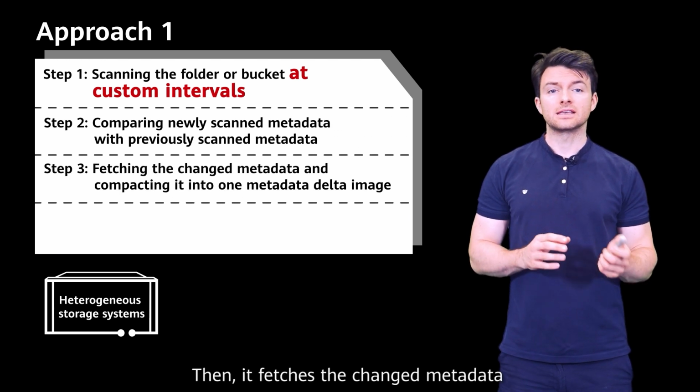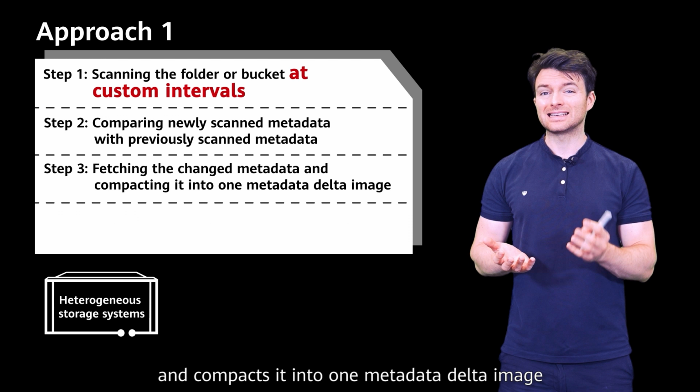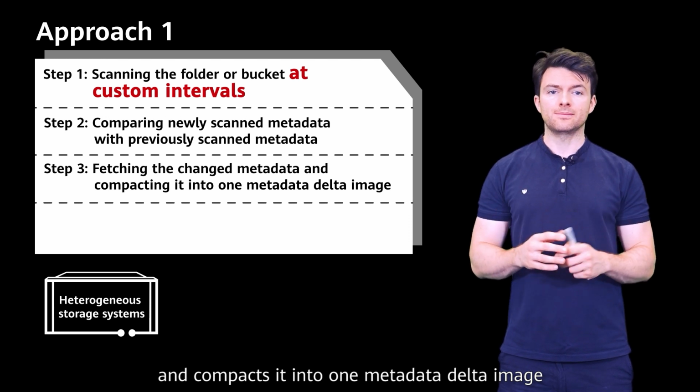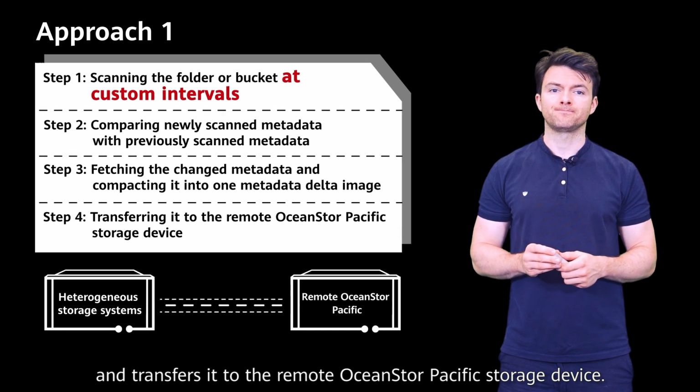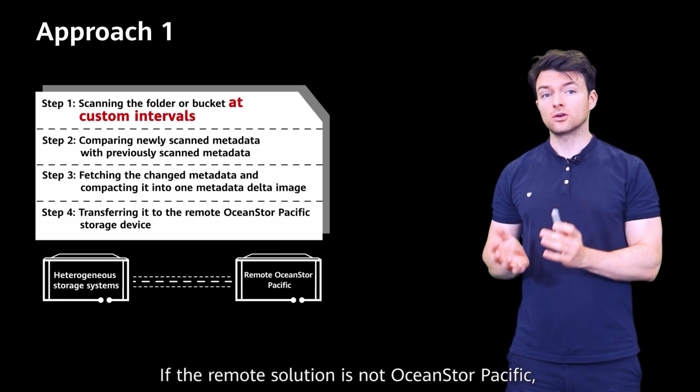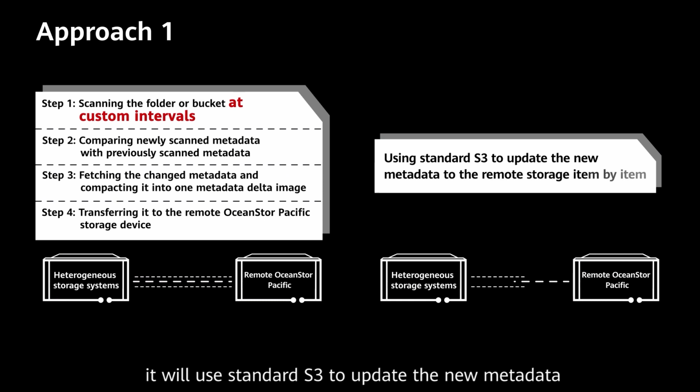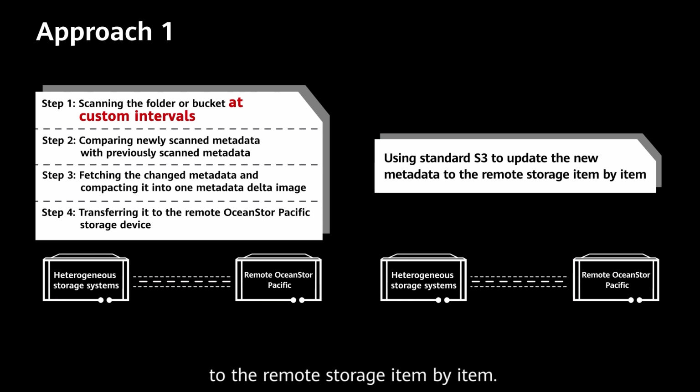Then it fetches the changed metadata and compacts it into one metadata delta image and transfers it to the remote OceanStor Pacific storage device. If the remote solution is not OceanStor Pacific, it will use standard S3 to update the new metadata to the remote storage item by item.